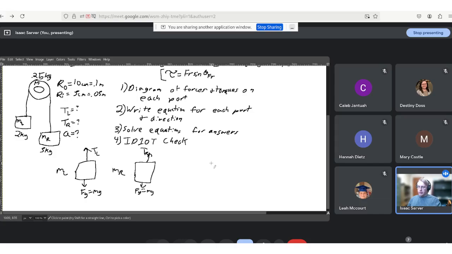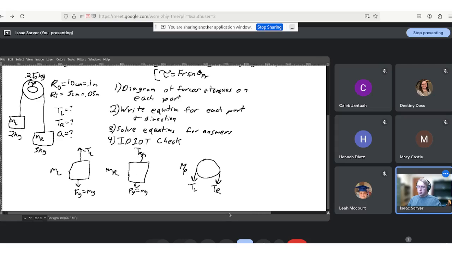And then for the pulley, it's got here, this is M_P, like so. It's got a torque on the right and a torque on the left. Torque on the left is from T_L, and torque on the right is from T_R. So now we can sum these all up. I think I need a little more space.